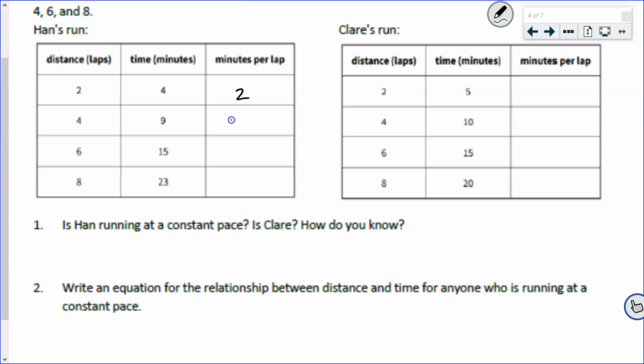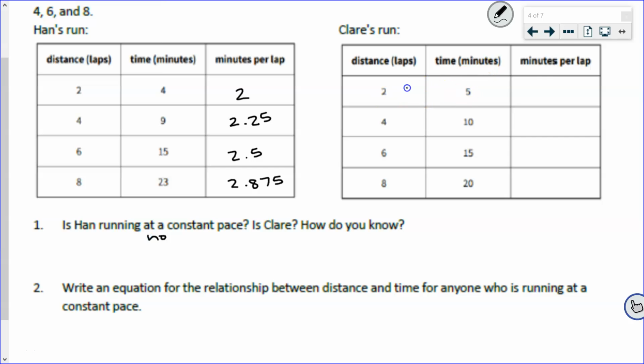Danielle. 2.25, thank you. And 15 minutes and 6 laps, Gabe. 2.5, thank you. And 23 minutes, 8 laps, Dax. 2.875, thank you. Is Han running at a constant pace then? No. Is Claire? Well, let's see.